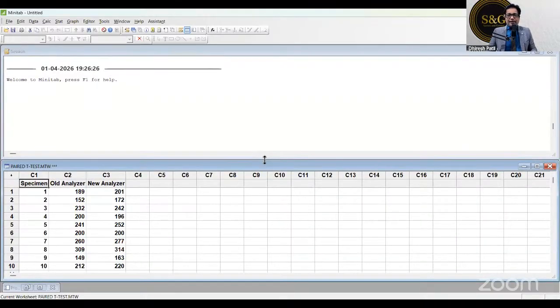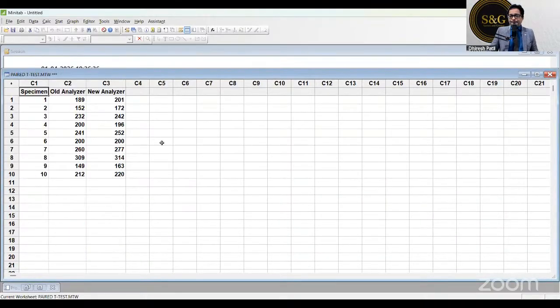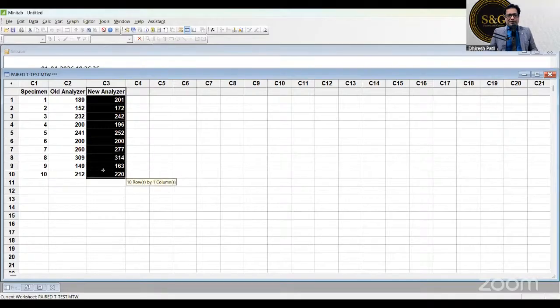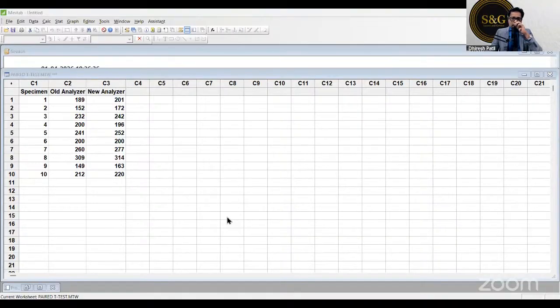Have you opened a file? Paired t-test file, have you opened? One is old analyzer and a new analyzer. Have you opened that file? I'm just waiting for all the people to give me the confirmation.